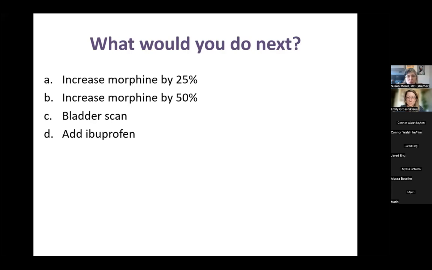Okay, so most people chose the best answer here, which is bladder scan. She most likely has urinary retention, which can happen even if I had made it an 86-year-old man with prostate cancer. It might have leapt to your brain, but women can also get urinary retention from opioids.